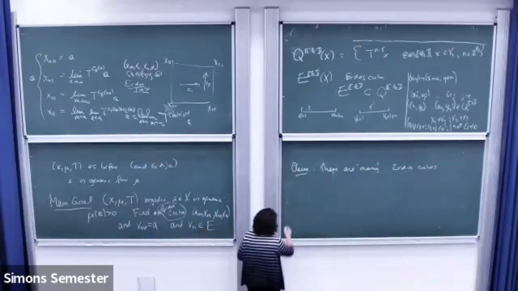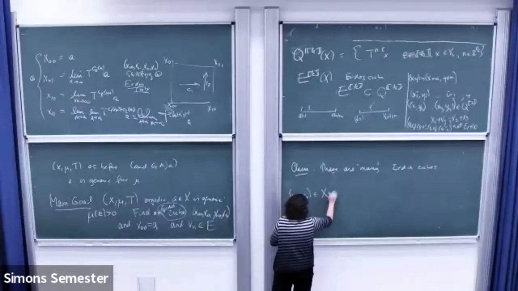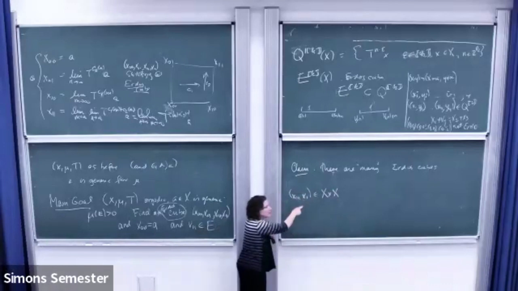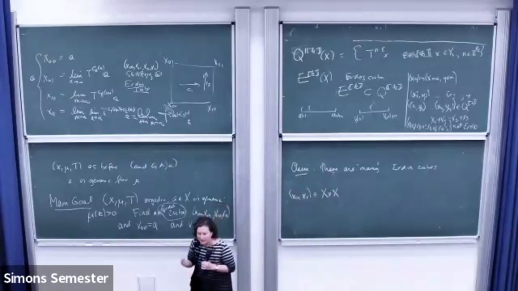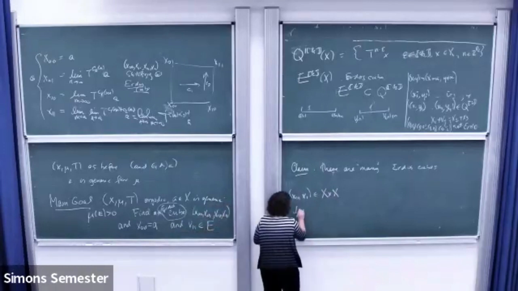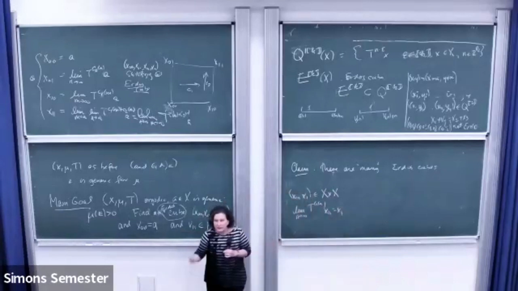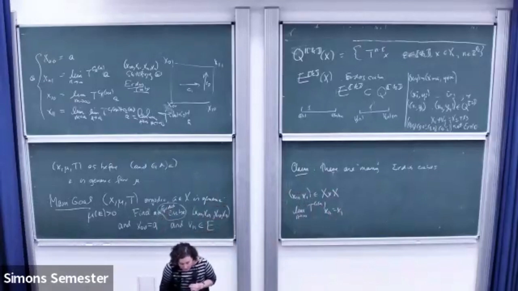You're looking at pairs x0, x1 in X cross X, such that when you iterate the first one, you end up at the second one. So the limit, along some sequence, as n goes to infinity, of T to the c1(n) of x0 should be equal to x1. I've written this down in the simplest case of the one cube.